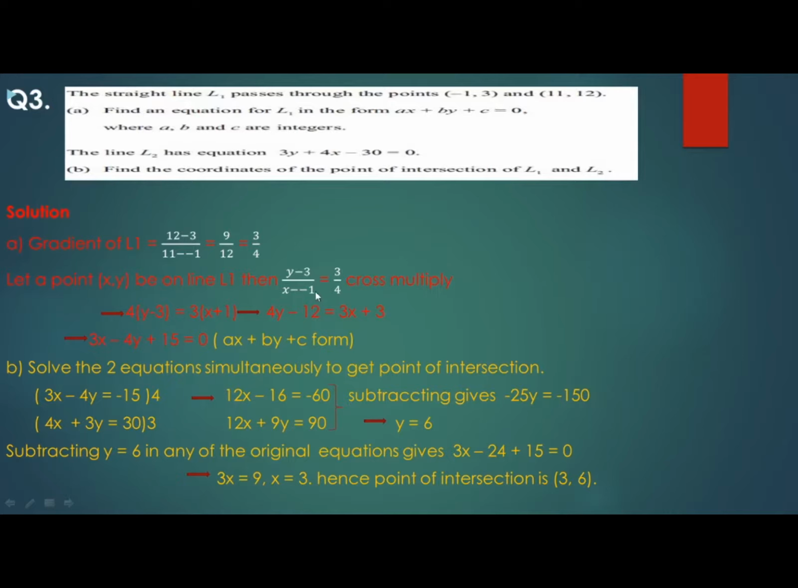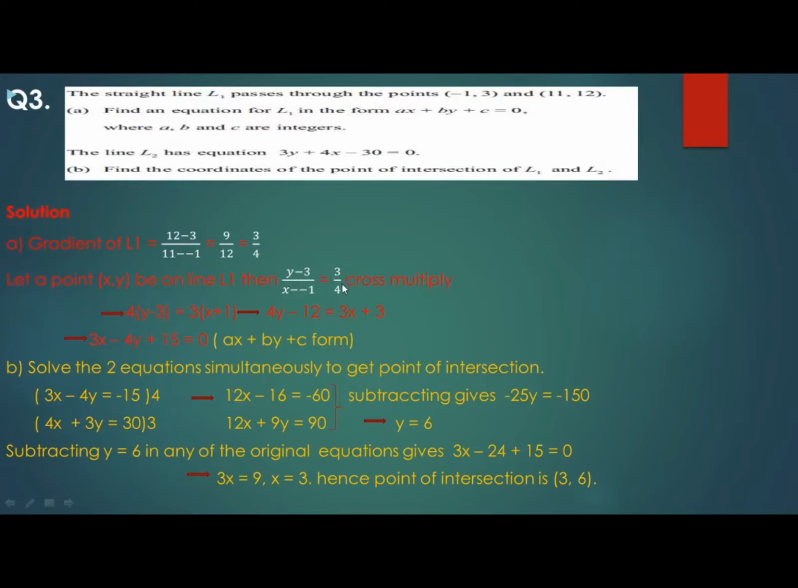Now we let another point (x, y) be on the same line, and you can pick either endpoint to use. You can use this one or this one. If I decide to use this one, I'll say y minus 3 all over x minus minus 1, which is the same as x plus 1, will be equal to the gradient, because the gradient of a line is the same at any point. So it will be equal to 3 over 4.